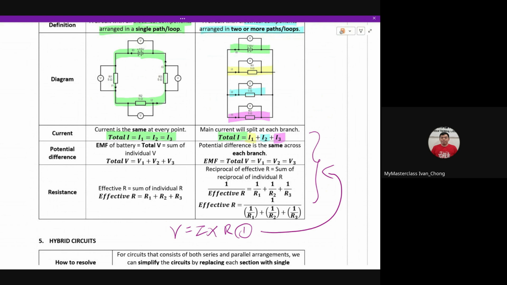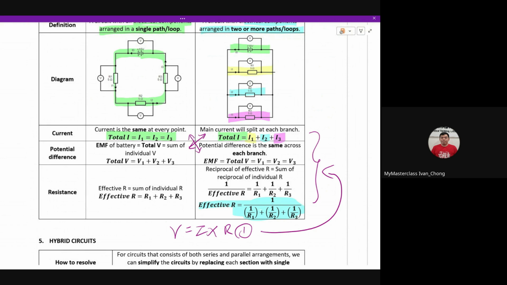So you can see that these two are opposites of each other. If in series current is the same, then in parallel it must be the sum of your currents. For series, voltage is the sum of them. So flip it around, in parallel your potential difference is going to be the same. So resistance will always be different. Do take note, for resistance, we don't use this formula. We'll use the one below. We'll use this one. Okay.